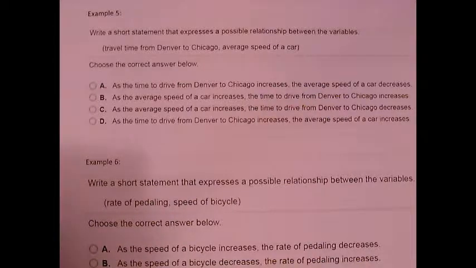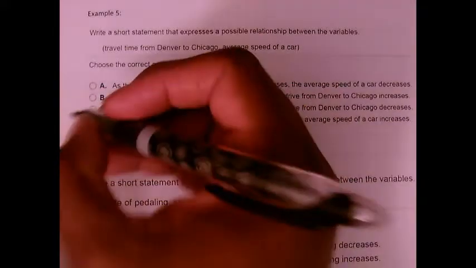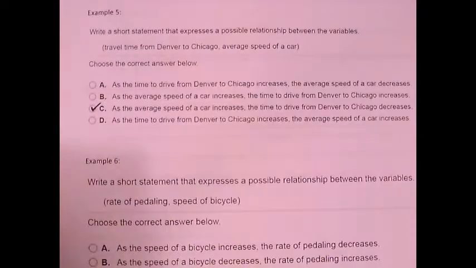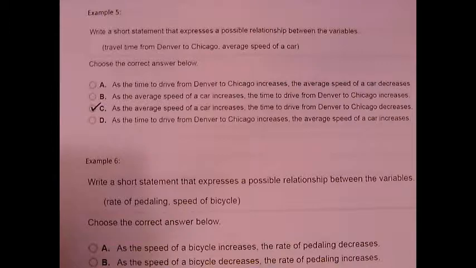Well, let's think about this. If the average speed of a car increases, then your time to drive the car from Denver to Chicago is going to decrease because you're increasing the speed. The faster you drive, the less time it's going to take for you to get from Denver to Chicago. So we're going to pick that answer choice right there. As the average speed of a car increases, the time to drive from Denver to Chicago will decrease.